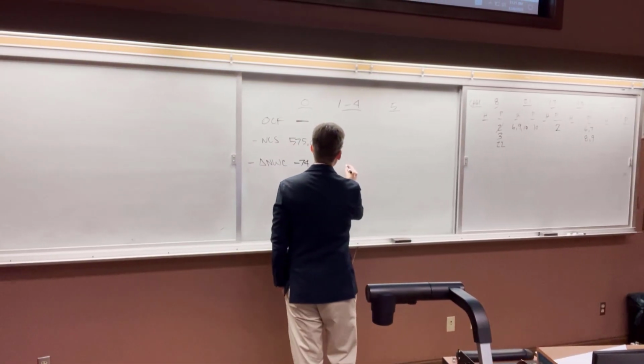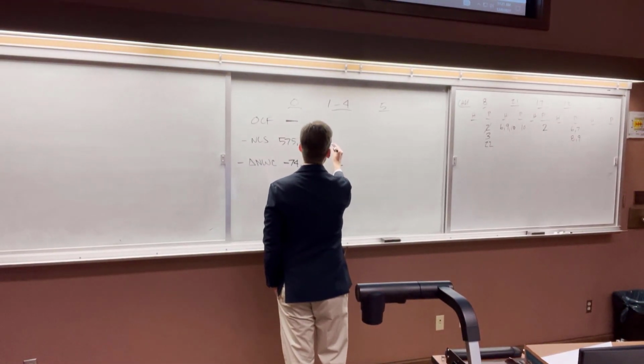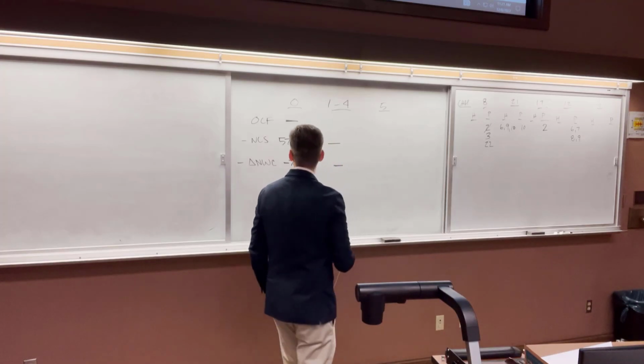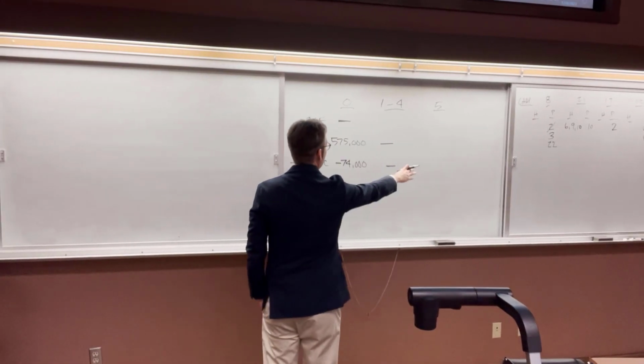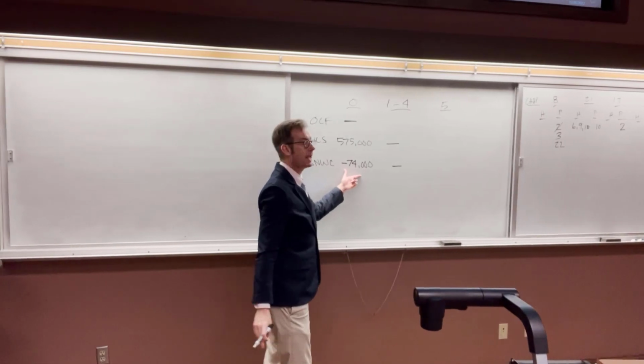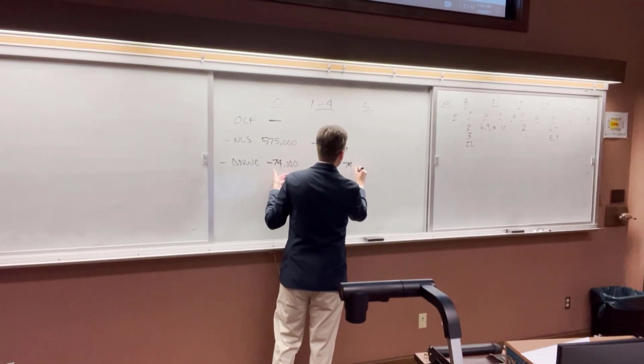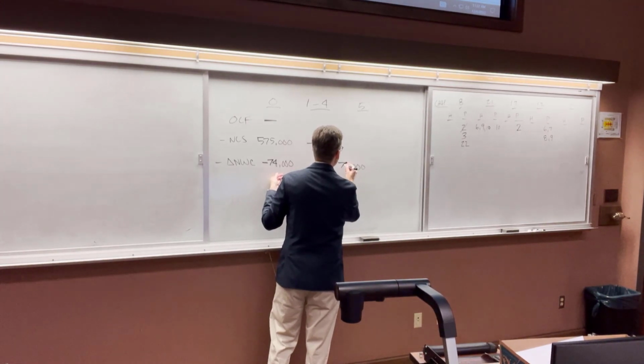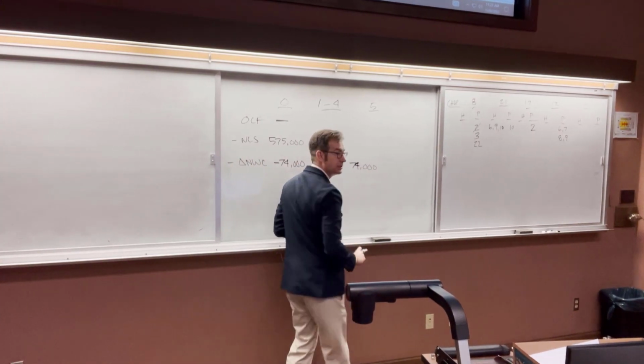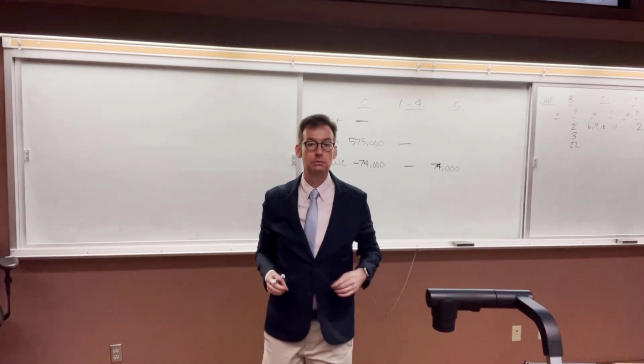Now, we know there's not a change in net working capital here. There's not a change in net capital spending here. But what about over here on the right-hand side? What has to happen? Yeah, it's got to be 74,000 to the positive, right? Because we know that this whole thing has to equal 0. Has to. Okay.